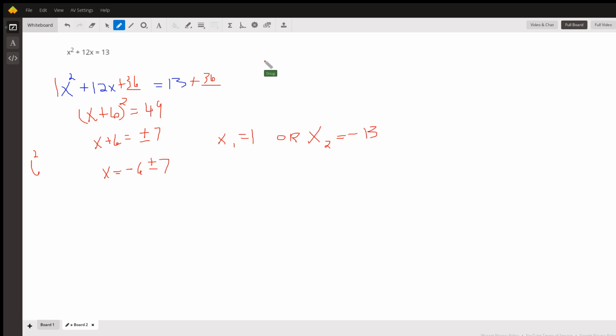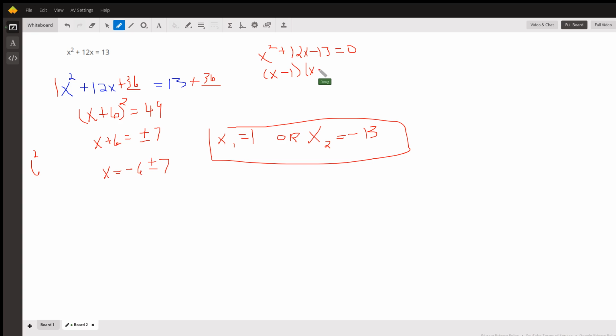And we could have reached these results by factoring the original equation, x squared plus 12x minus 13 equals 0, which factors into x minus 1 times x plus 13. Set each factor equal to 0, solve each equation, and you get these two results.